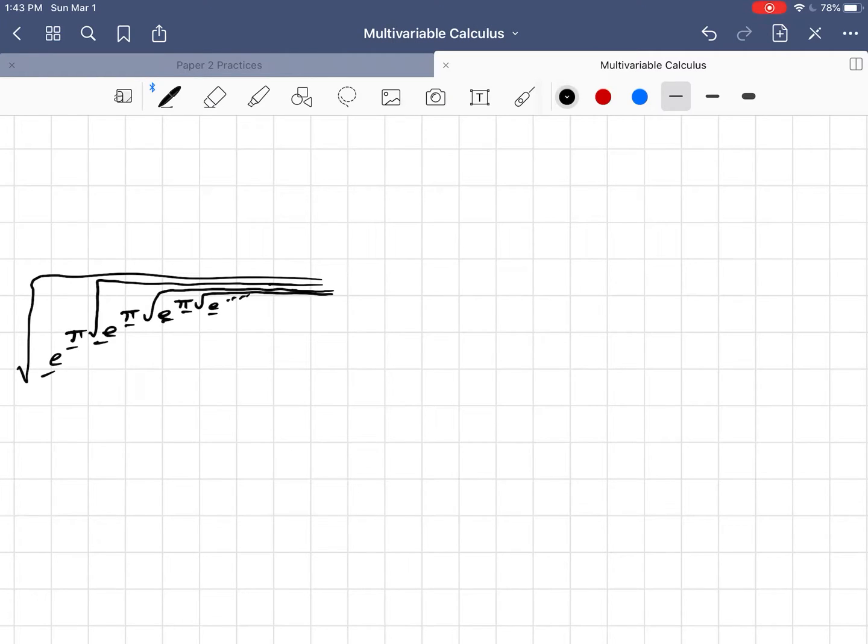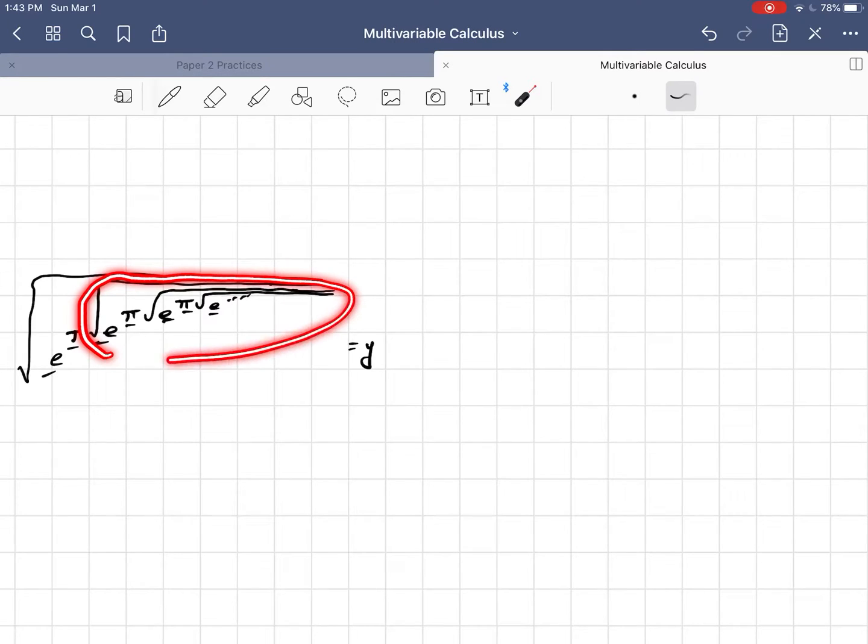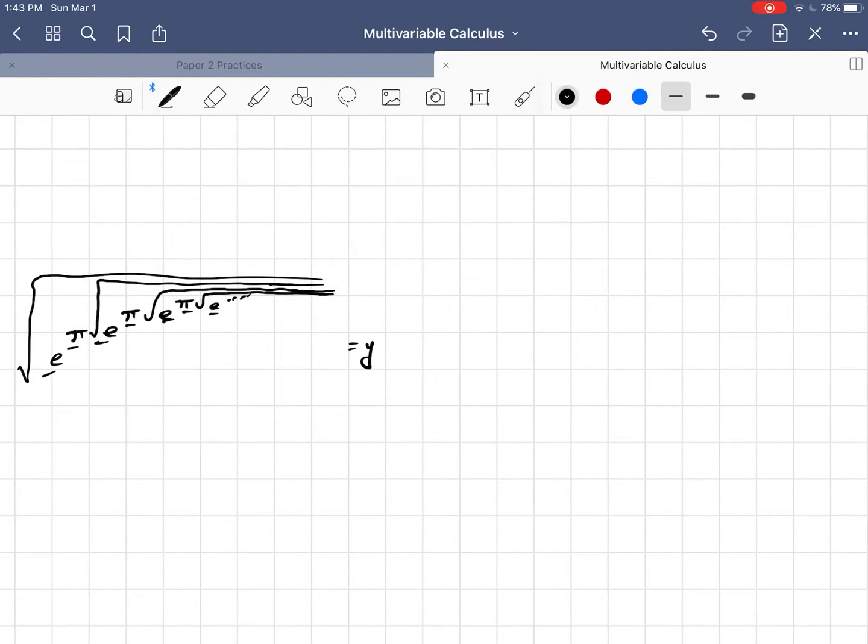I guess what number or constant could be represented by it? The traditional way to go about it is to say, all right, this thing is going to be equal to y, and if this whole thing is equal to y, then this whole thing is also equal to y, because the nested roots are infinite. So we get that y is equal to the square root of e to the pi y, and so y squared is e to the pi y.